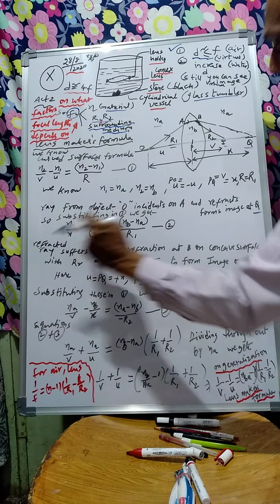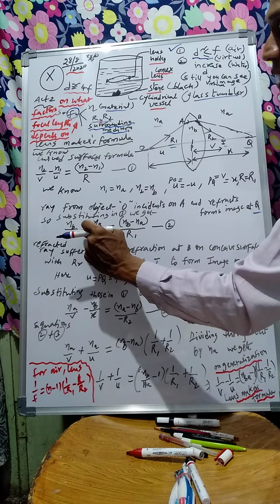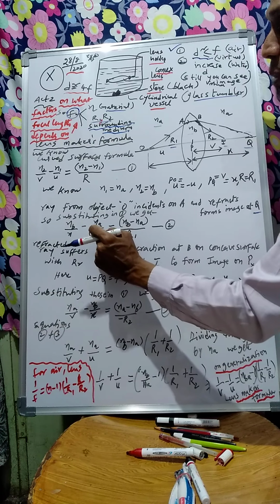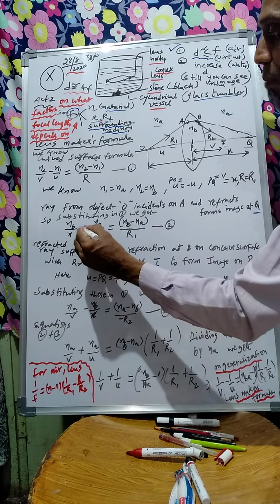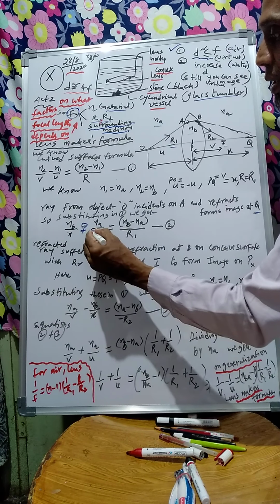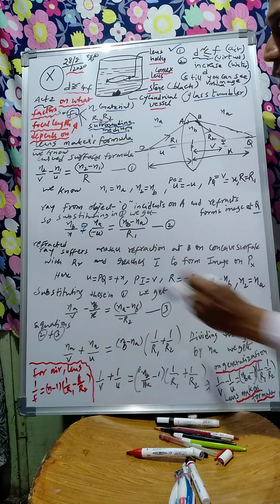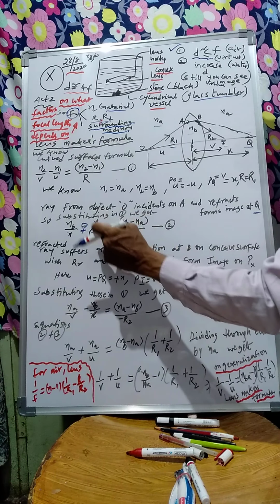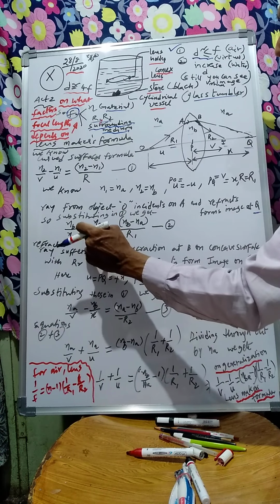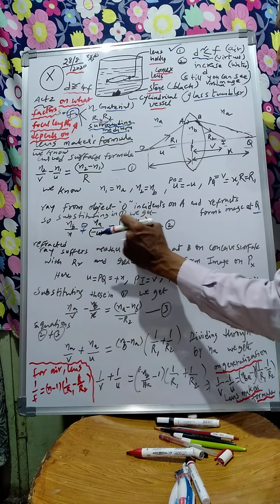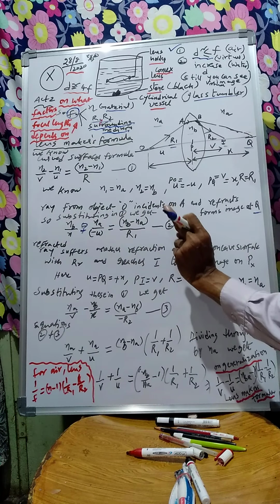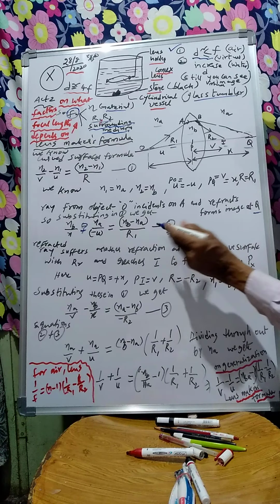So, now substituting these values in that, in place of N2 substitute NB, and V is X. So NB by X minus NA by minus U, this will become plus totally, okay? Minus into minus will turn into plus. So NA by minus U will turn to plus. After that, N2 is NB minus N1 by R1. So let this be equation 2.